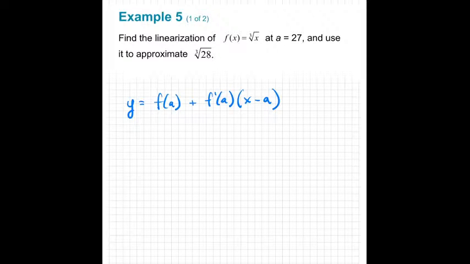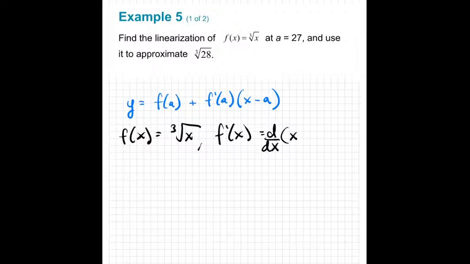So then we have this f of x, cube root of x. Let's go ahead and find f prime. That's going to be d by dx of x to the power of 1/3. Now we can take the derivative. So then f prime, the 1/3 comes down, x to the negative 2/3.